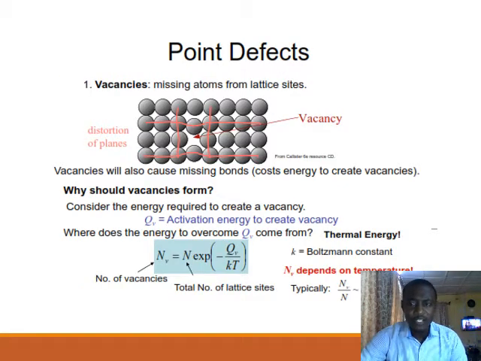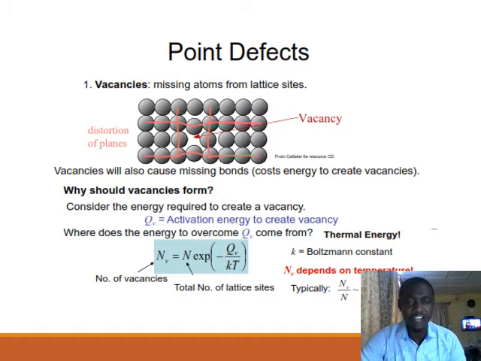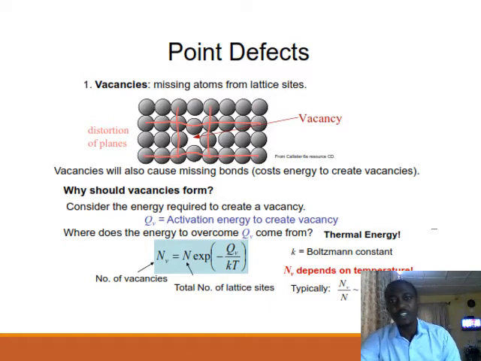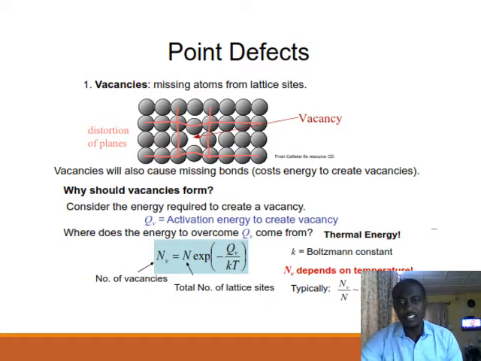So let's start with the first type of defect, which is the point defect. The point defect is the zero-dimensional defect that I mentioned for the first type, which is usually either coming in form of a vacancy or in terms of our interstitial atom and all what have you. So the first one is vacancy. As the name implies, you are looking at a situation whereby there is a vacant site on the structure, on the crystalline structure.